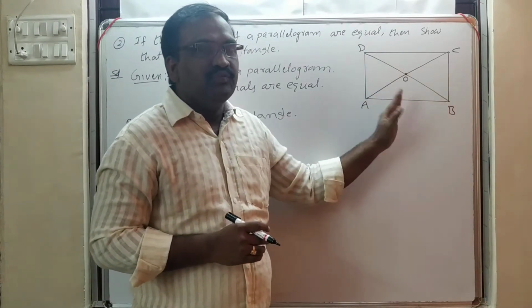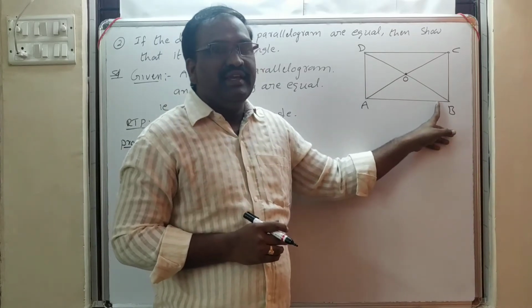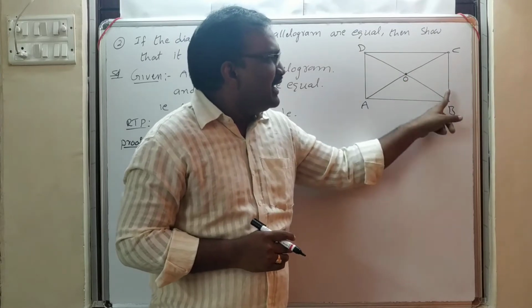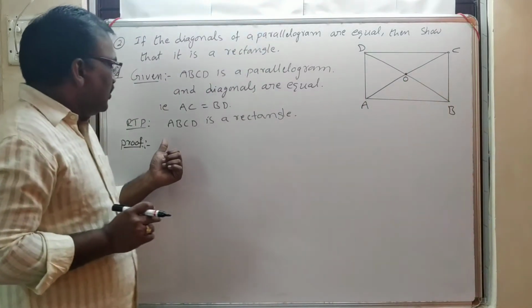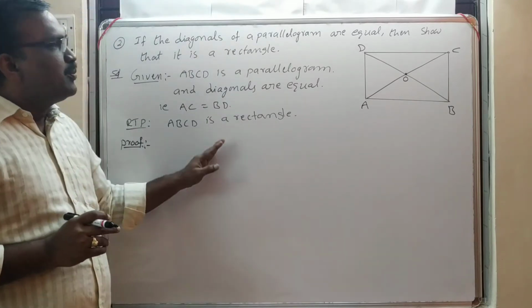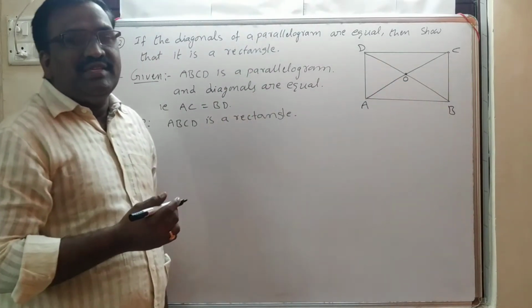ABCD is a parallelogram. A parallelogram in which one of the angles is 90 degrees is a rectangle. So prove that any one of the angles is 90 degrees. That's enough. Then ABCD is a rectangle. Proof: in a parallelogram, diagonals bisect each other.